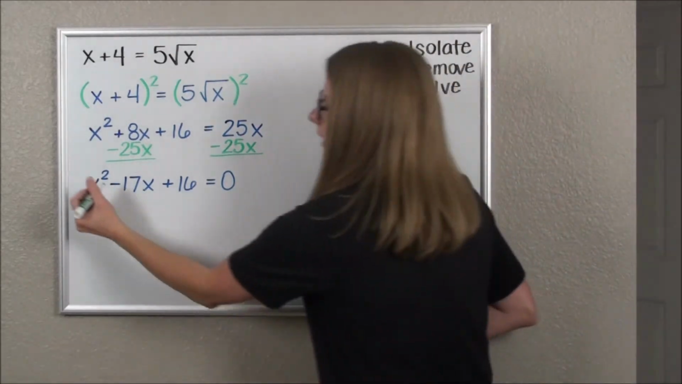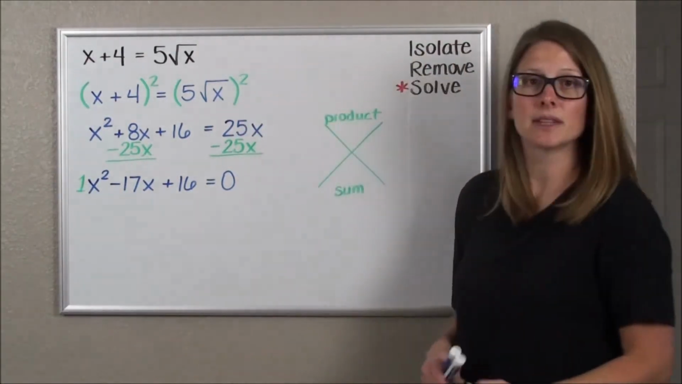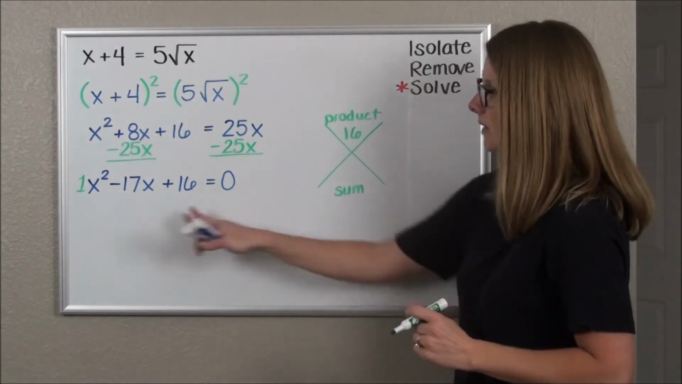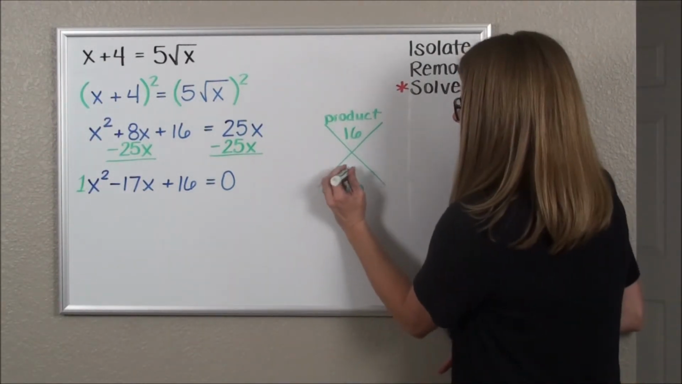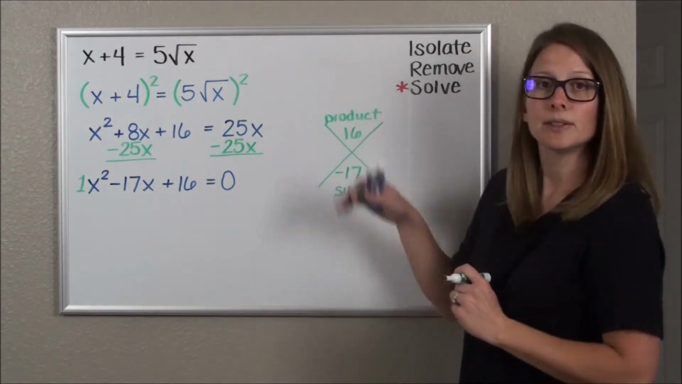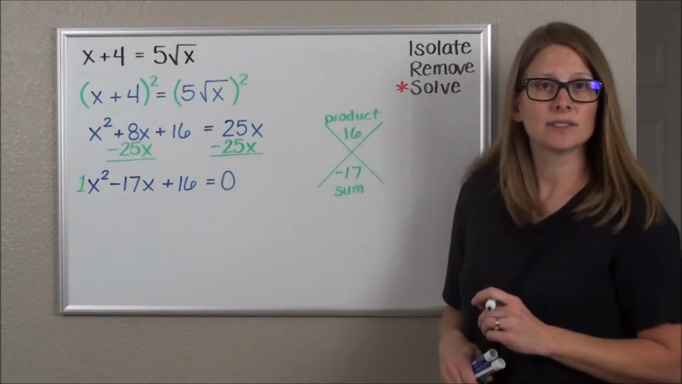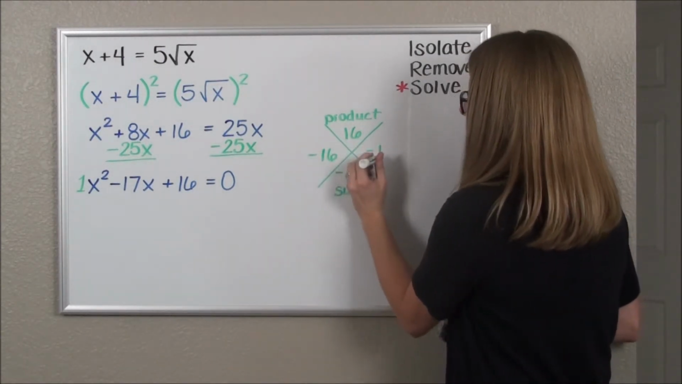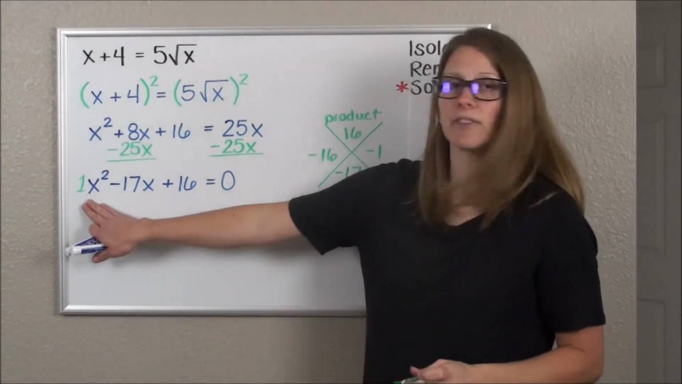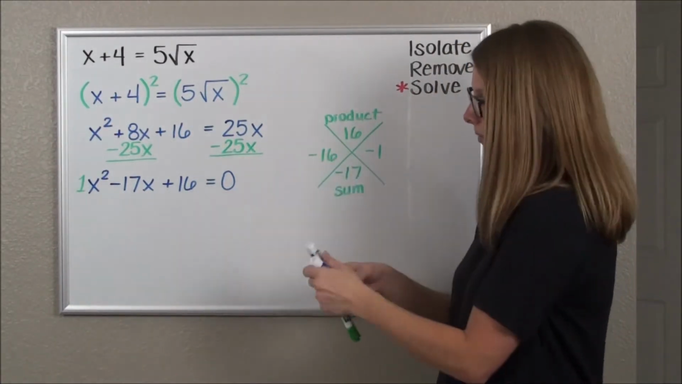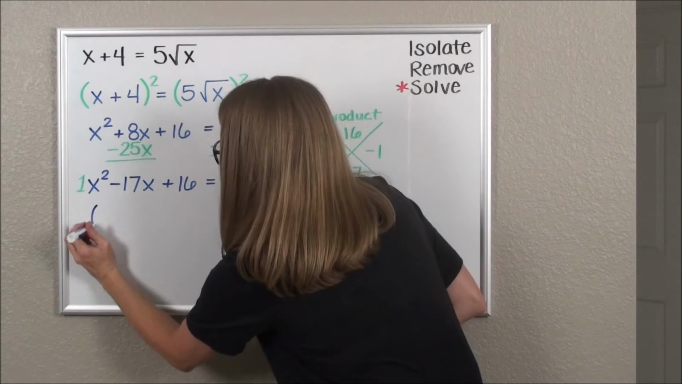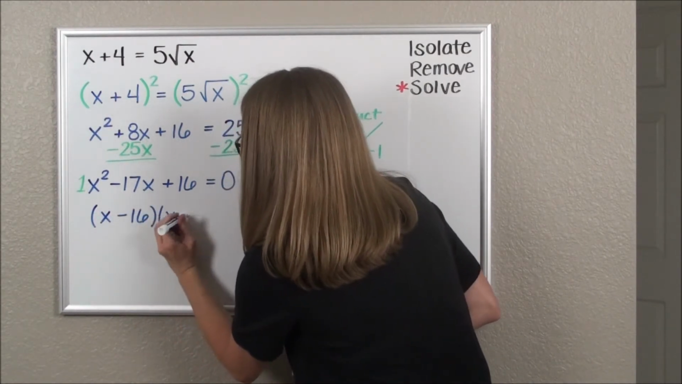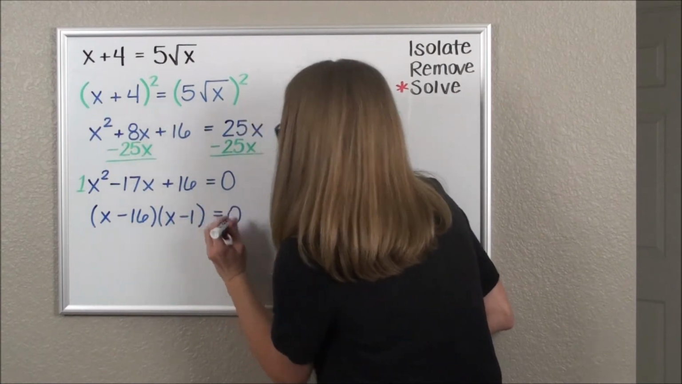The product can be found by multiplying the first number times the last. So in this case, 1 times 16, which is 16. The sum is always found in the middle, which in this case is negative 17. So the numbers that multiply to positive 16 and add to negative 17 would be negative 16 and negative 1. And because there was nothing in front of x squared, I can just take these numbers and throw them into parentheses. So I've got x minus 16 and x minus 1 multiplying to give me 0.